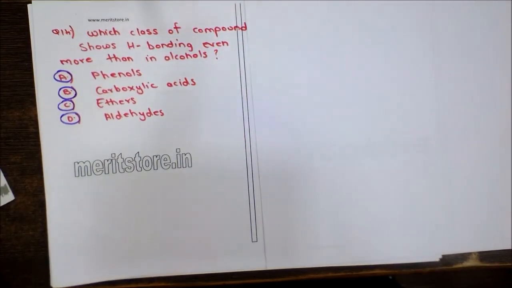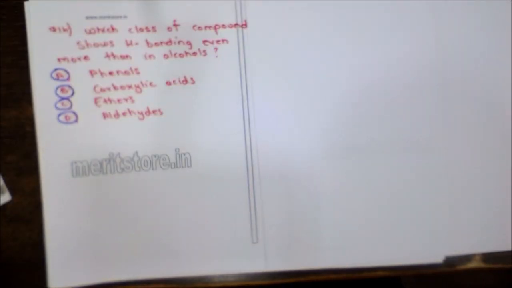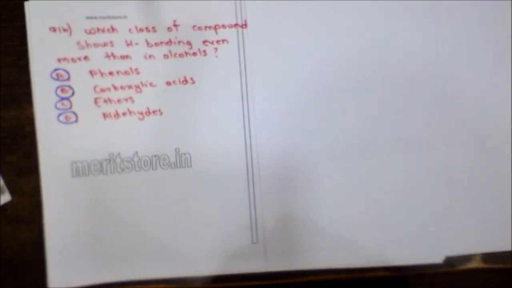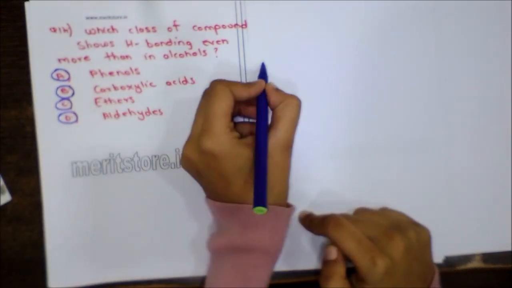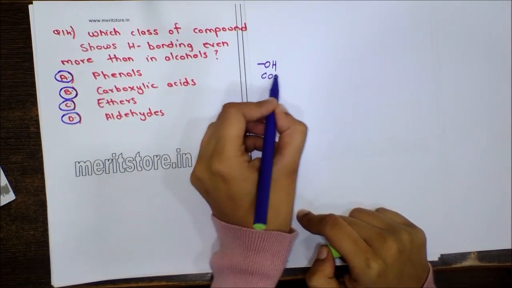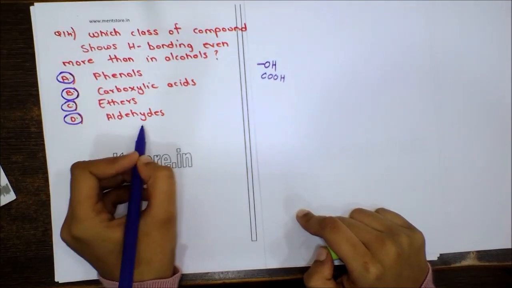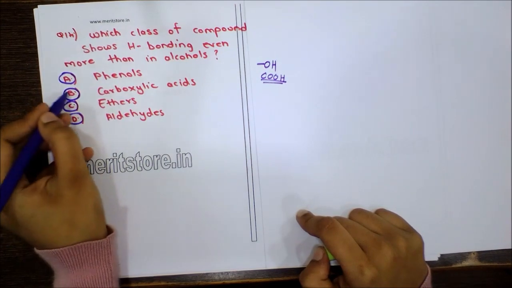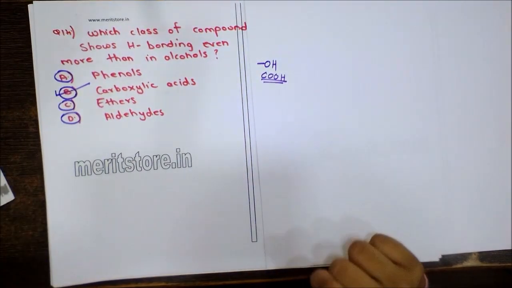Question 14. Which class of compounds show H bonding even more than in alcohols? A. Phenols, B. Carboxylic acids, C. Ethers, and D. Aldehydes. Over here, carboxylic acids, B, is the correct answer. My phenols have the OH group. When it comes to carboxylic acid, I have COOH, then ethers and aldehydes. Out of these, carboxylic acid has the strongest H bonding. Therefore, option B, carboxylic acid, is my correct answer.